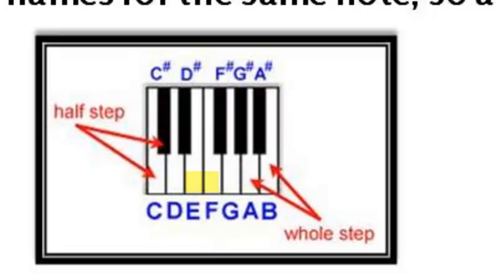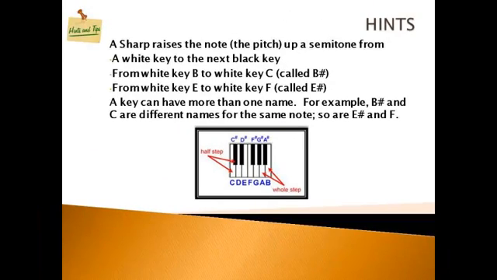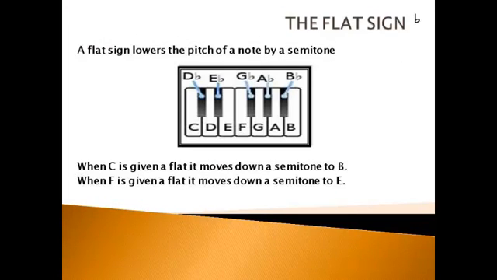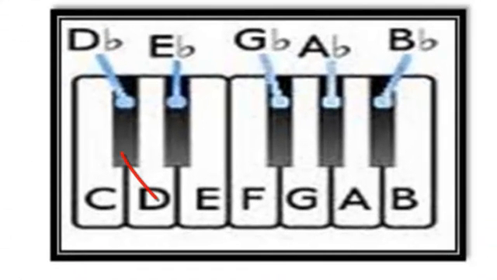It's important to know that a key can have more than one name. So we have C, but another name for C would be B sharp. And we have E and F, and another name for F would be E sharp. A flat sign does the opposite. It's going to lower the pitch of a note by a semitone. So we have D to D flat, E to E flat, G to G flat, and so on. It's lowering it by a semitone, often to a black key.